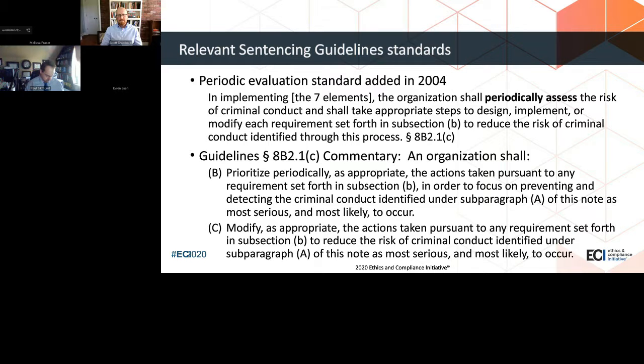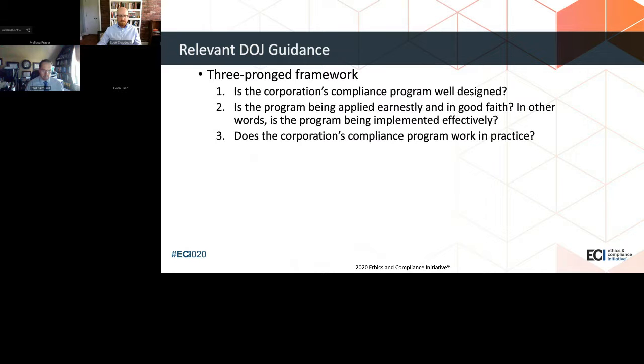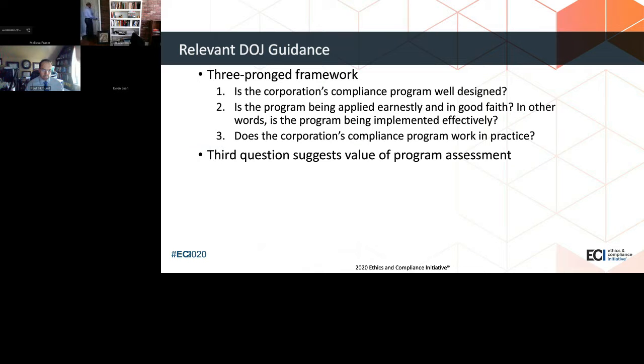So what does the DOJ say? The DOJ guidance that we all turn to is based on the sentencing guidelines in many ways, but it elaborates. So it has a 3-pronged framework that I think you are familiar with. It asks, is the corporation's compliance program well designed? Is the program being applied earnestly and in good faith? And does the corporation's compliance program work in practice? Well, the working in practice prong has embedded within it this idea of a program assessment.